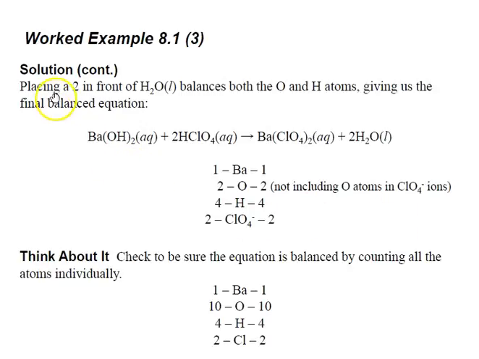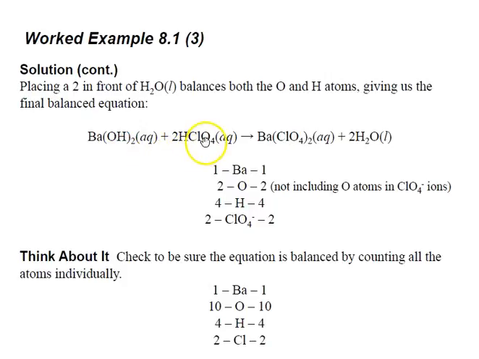The next thing they've done here is to put a 2 in front of the water, which is shown here. That changes the hydrogens on the right side to a total of 4, so our hydrogens balance out. And the perchlorate on the right side is already 2. It's always good to check and make sure everything does work out. They've checked it with individual atoms, but just go through and check using this one, or you can do individual atoms. Barium, we have 1 on both sides.